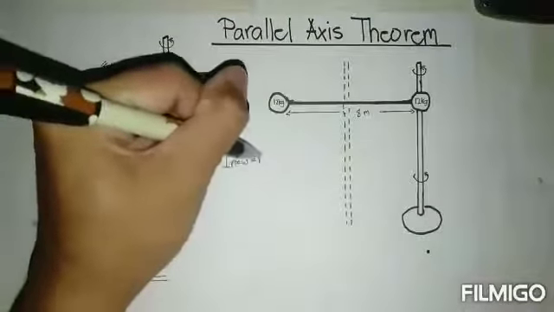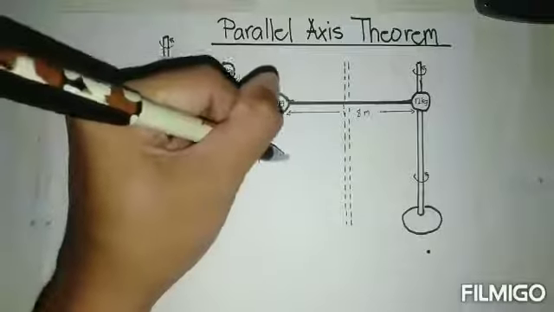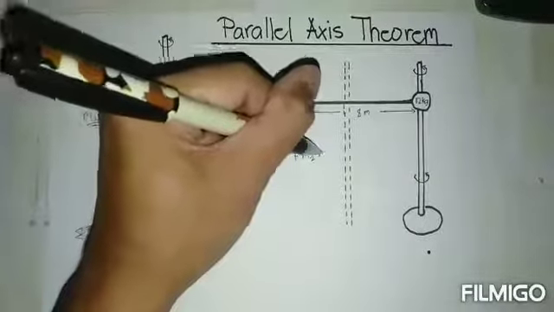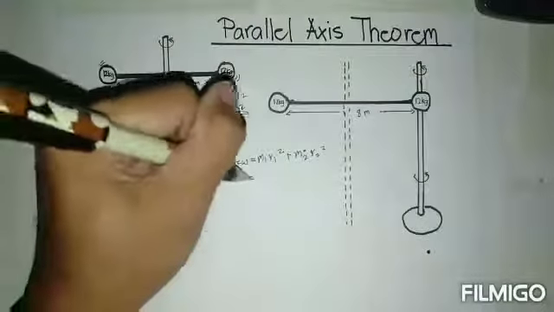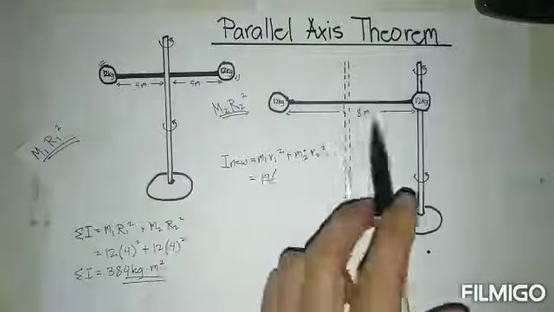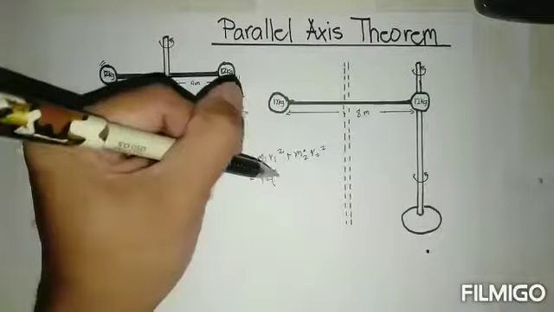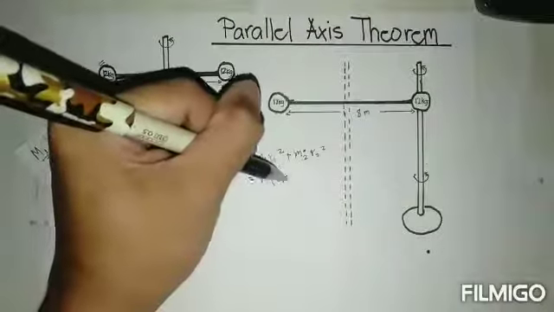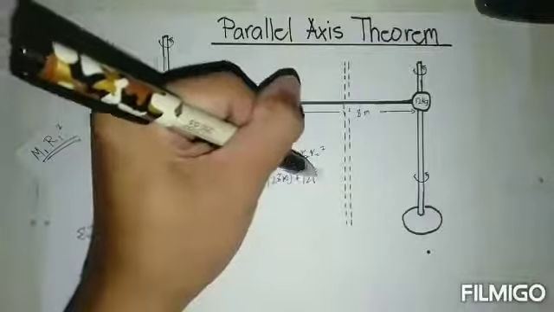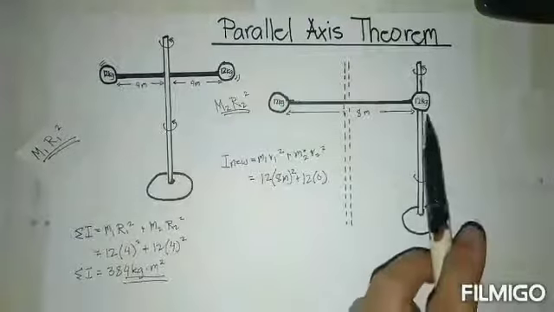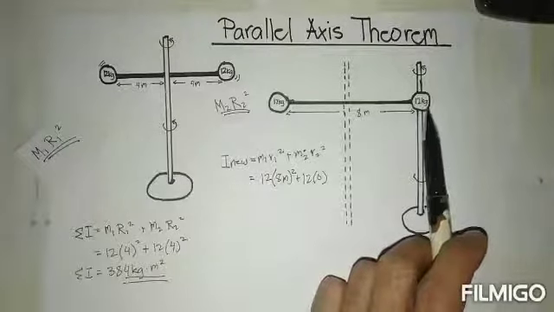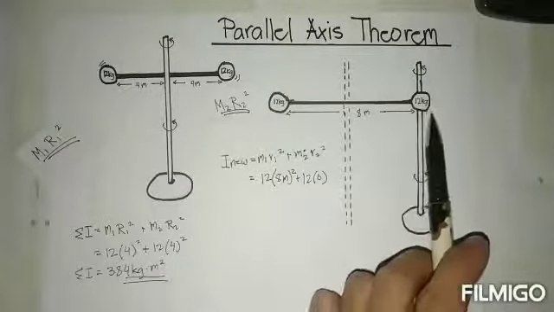The new inertia is equal to m1 times r1 squared plus m2 times r2 squared. So it's equal to 12 kilograms times the displacement; since the axis is moved to the right side, the distance now is 8 meters squared, plus 12 kilograms times 0. Notice that it is 0 because the axis is moved to the center of the block on the right side.